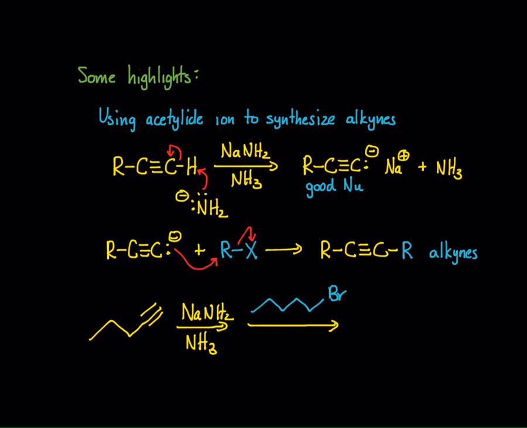So how many carbons are we adding? 1, 2, 3, 4, 5. We're adding 5 carbons to the acetylide chain, and therefore we get 5 carbons on that chain. We form an internal alkyne. Internal alkyne simply means that there are 2 R groups on the triple bond, right? So this is one way of making all sorts of alkynes.